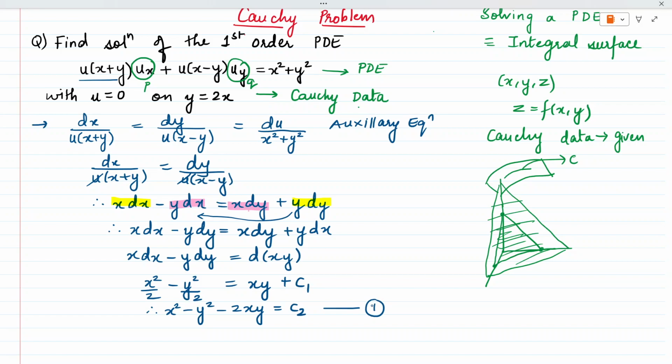Is this clear? Okay. Yes, ma'am. Now we got the answer to one, or we got one independent solution. Will it be possible to get another independent solution by comparing first and third or second and third?